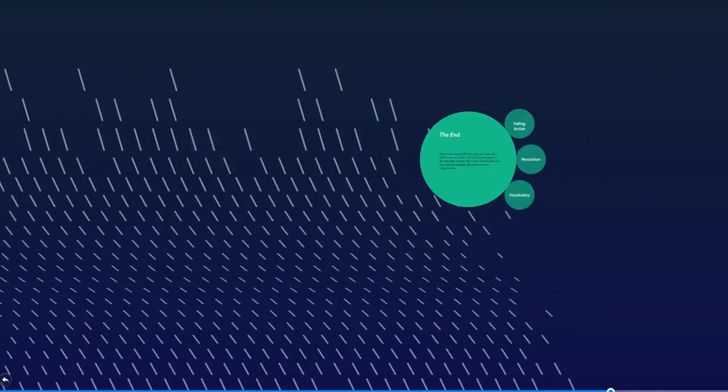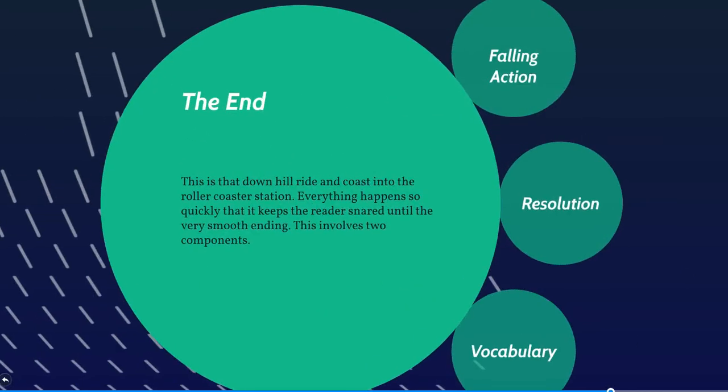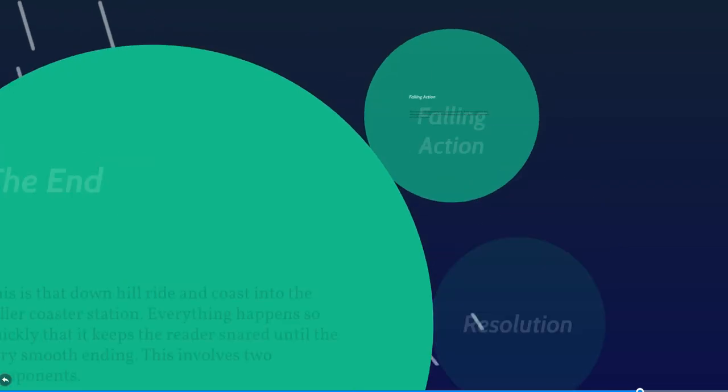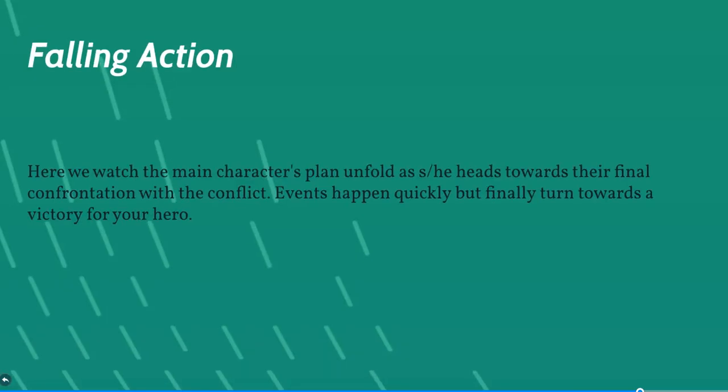And that momentum will drive us right on to the end, where we do the downhill ride and coast into the roller coaster station. Everything here is going to happen so quickly that it will keep your reader snared until the very smooth ending, which has two components. To begin with, falling action. This is where we watch the main character's plan unfold as she heads, or he heads, towards their final confrontation with the conflict. Events will happen quickly, but they finally turn towards a victory for your hero.